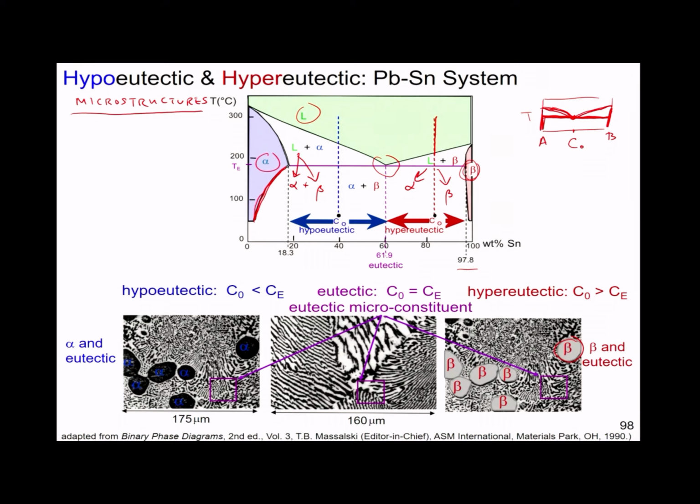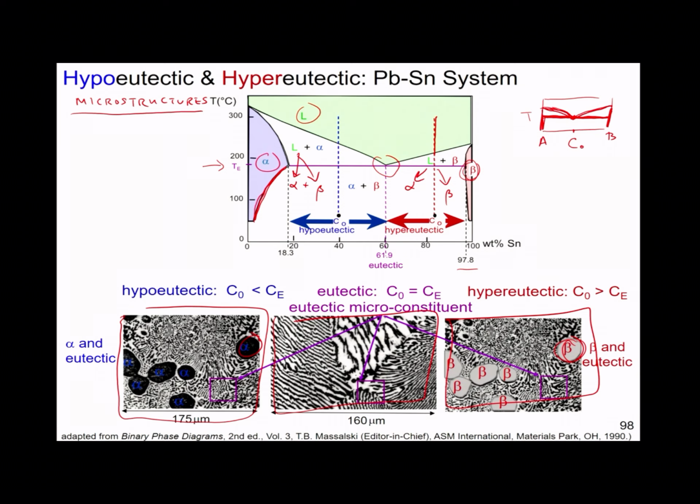Yes? I'm sorry, those blob areas, at what point on the... these blobs and these blobs? Where would they be? All of these microstructures are after the eutectic temperature, below the eutectic temperature as you're solidifying. So at high temperature, once you pass TE, then you can get these microstructures.